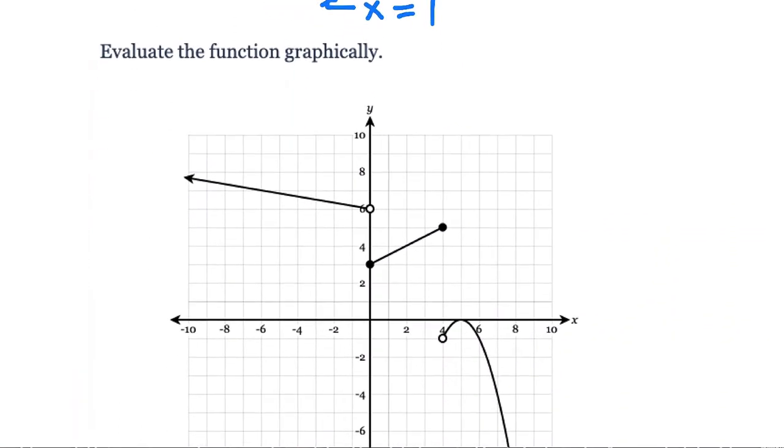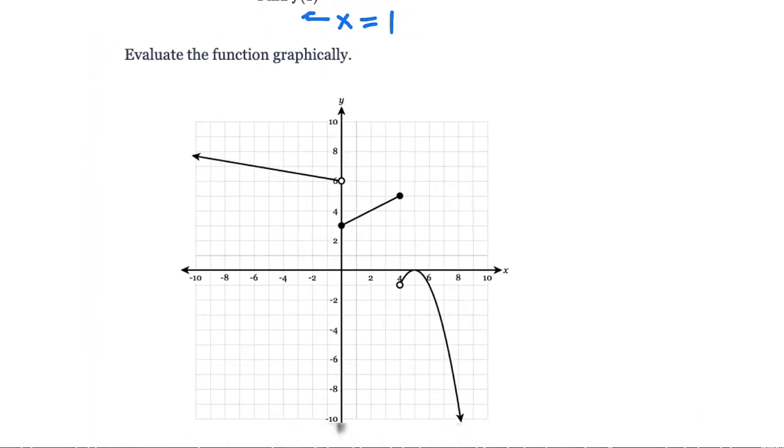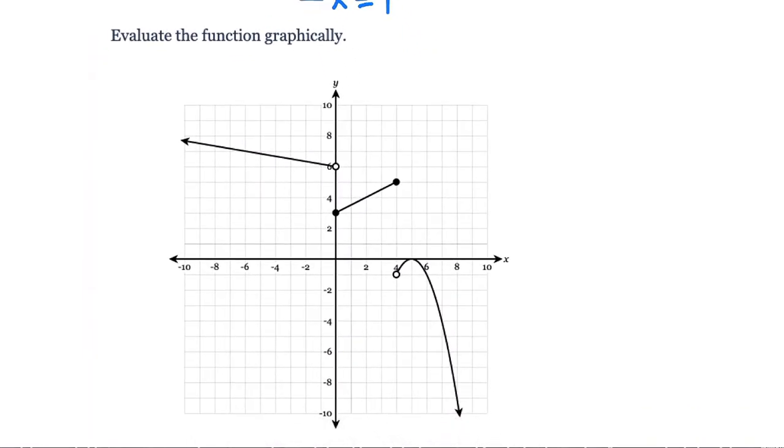Take a look at something like this. It looks really confusing. This is what we call a piecewise function. It's got different pieces to it. It looks confusing, but just know that it's just 3 different pieces. You just figure out what x value you're talking about, and that will help you figure out what the y value is. Remember, the x values are over here on the horizontal, the y values are up here on the vertical.